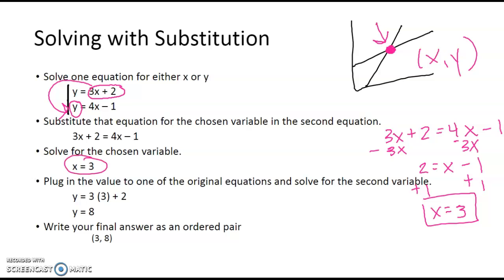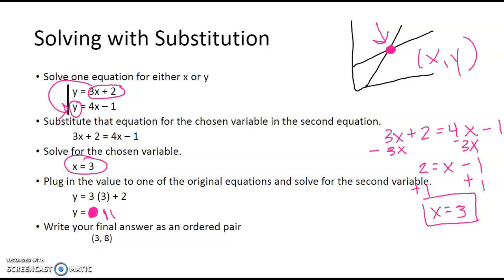It's not just one value. So if I know that my x value is 3 for my solution for my ordered pair that makes both equations true, I can then take that 3 and plug it in for the x in one of the two equations and get my final answer. So if I plug in 3 for the x in this first equation, I would get 3 times 3 plus 2. 3 times 3 is 9. 9 plus 2 is actually 11. I don't know why that says 8. So our y value is 11.